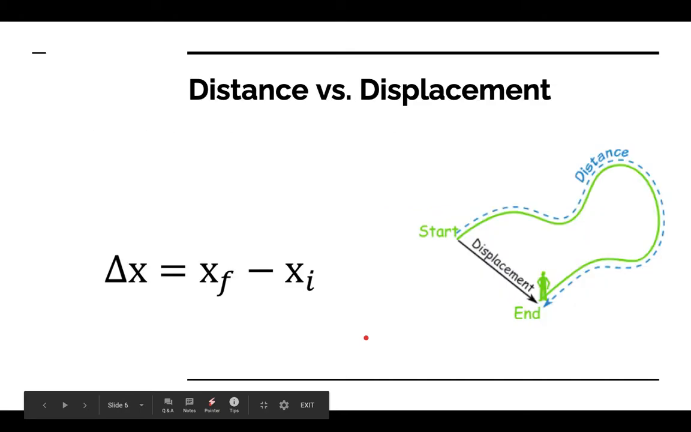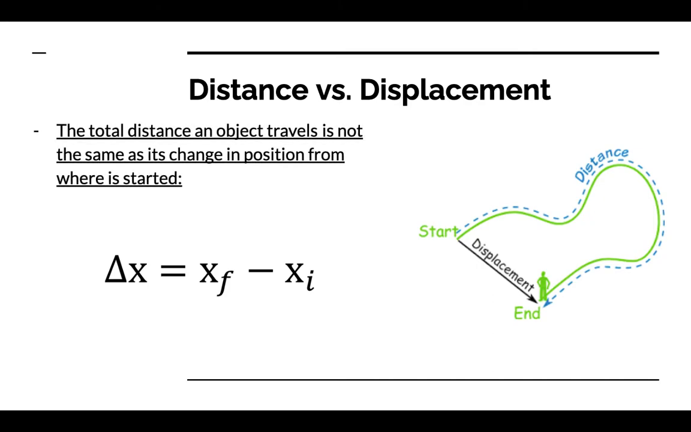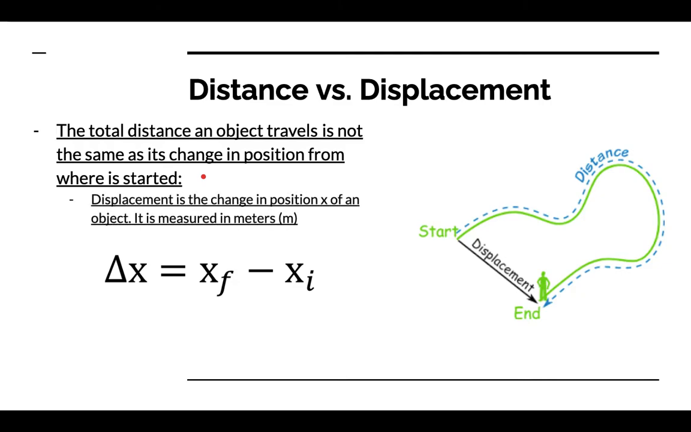So this forms a basis for what we call distance versus displacement. The total distance an object travels is not the same as its change in position from where it started. Displacement considers the change in position, x, of an object. It is measured in meters. We represent position with the letter x in physics, like x marks the spot on a map.